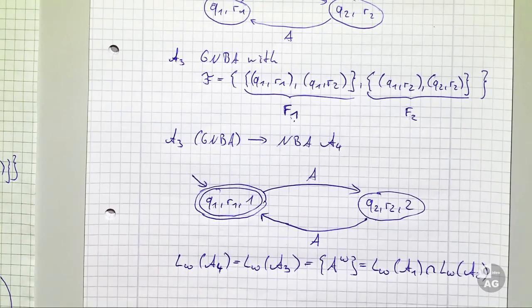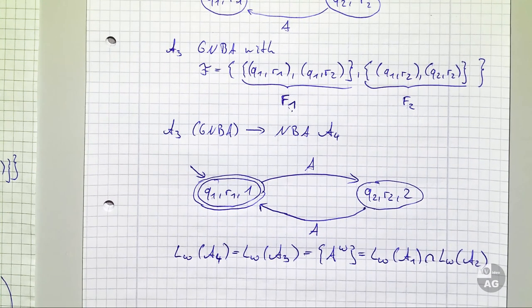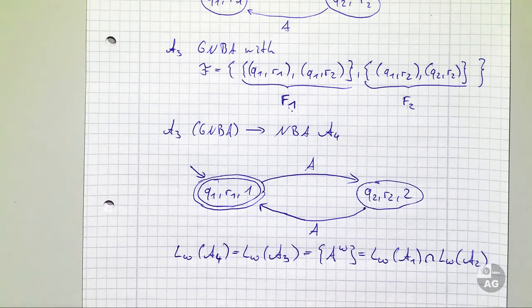Okay, so what have we done? We have taken two NBA, we have constructed the product GNBA, and we've reduced the GNBA to an NBA again, and we have seen, yes, in our example it works, and you can also prove that it works in the remaining cases, that this construction tells you omega regular languages are closed under intersection, because we can find non-deterministic Büchi automata that recognize the intersection languages. Is that clear?